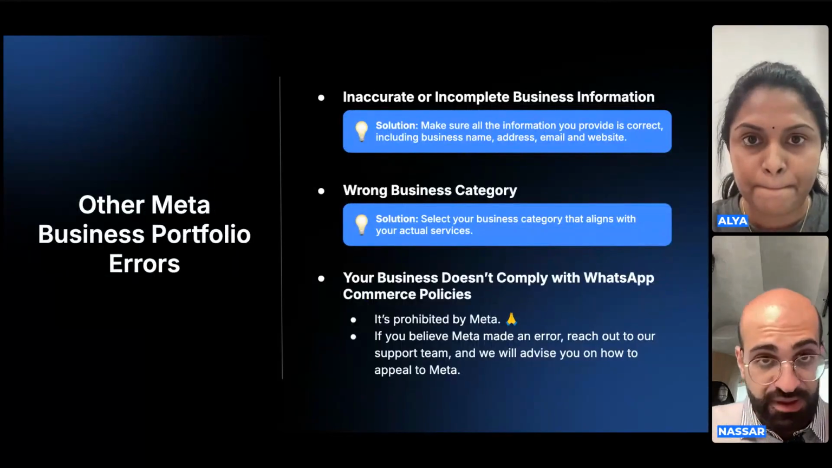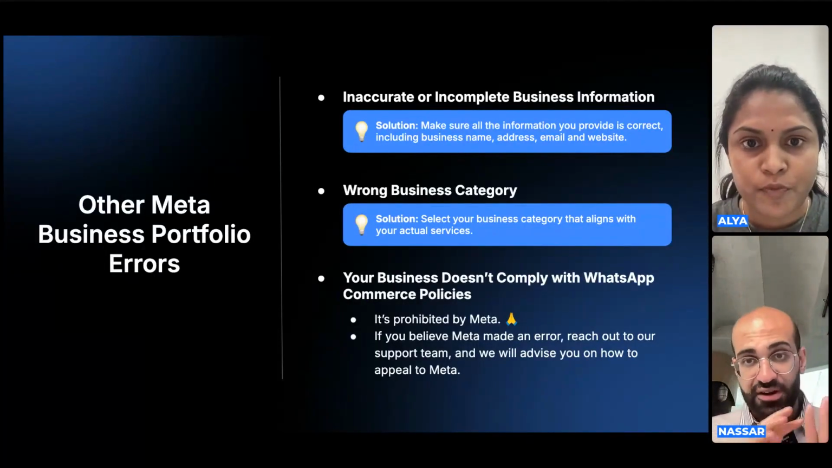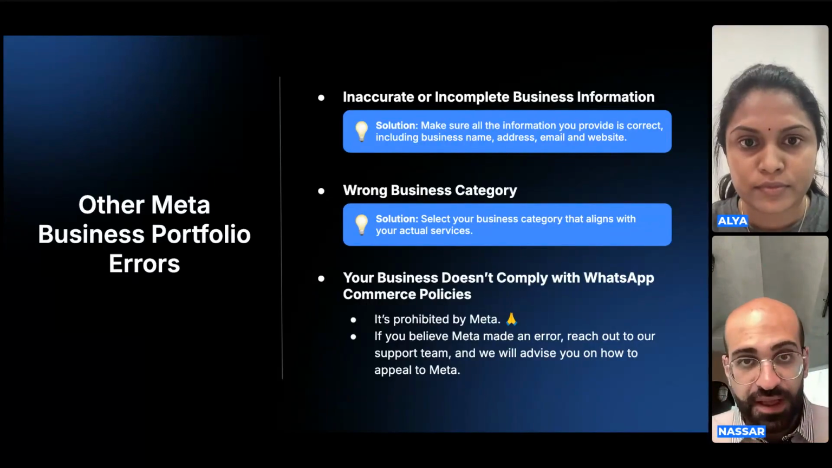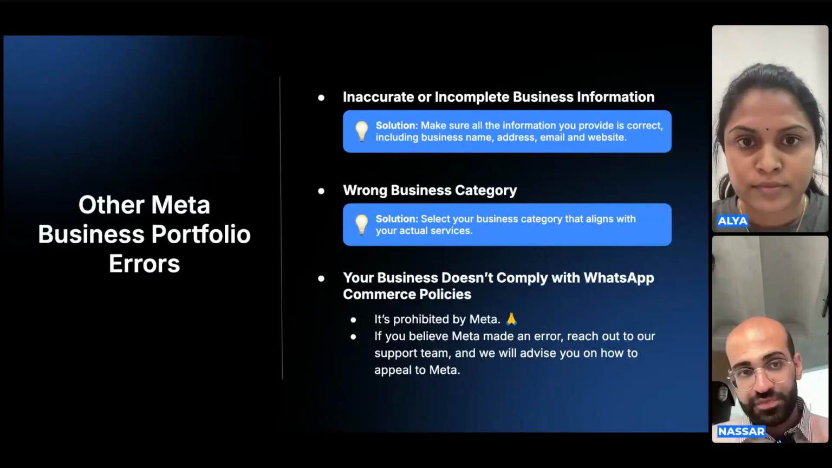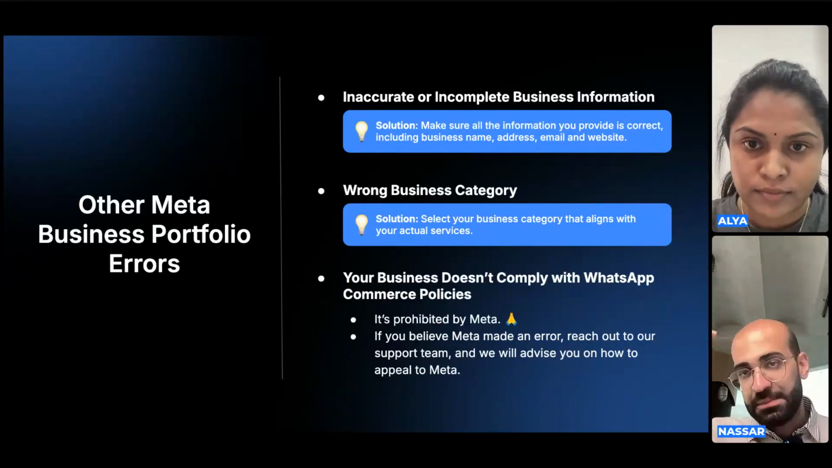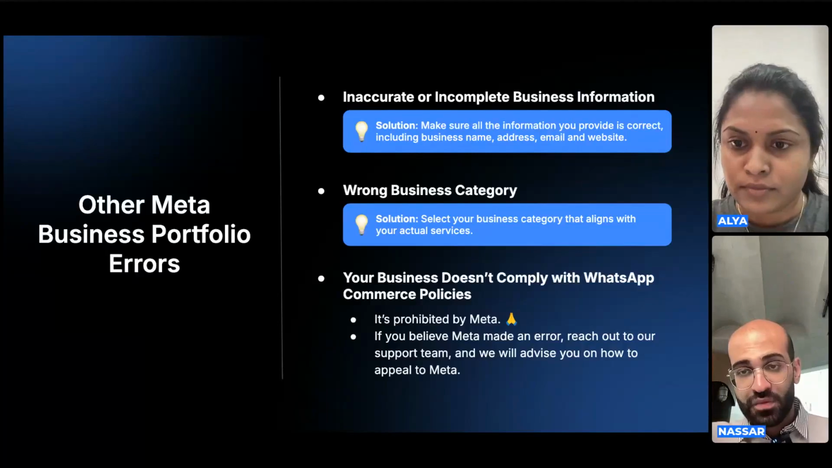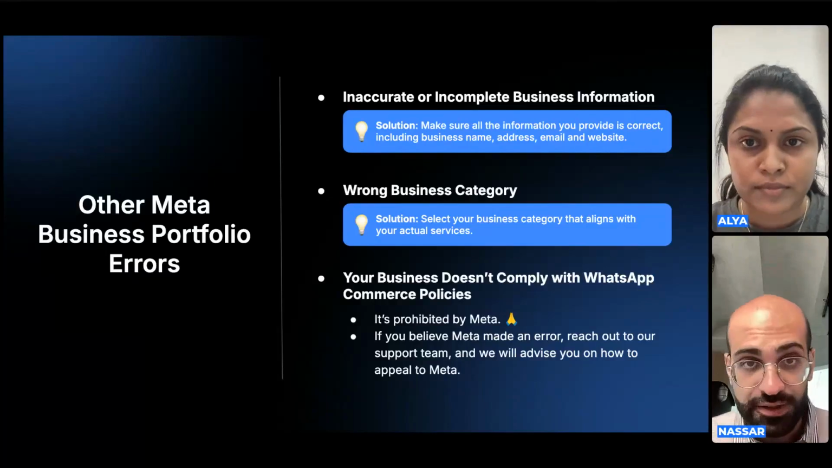Another possible error is you can get inaccurate or incomplete business information. Whenever you're signing up, you can see this notification. The solution is, as I mentioned, go back to your Meta Business Portfolio and spend some time making sure the website is correct, your business legal name follows your actual legal documents, and the description you provide is also meaningful.